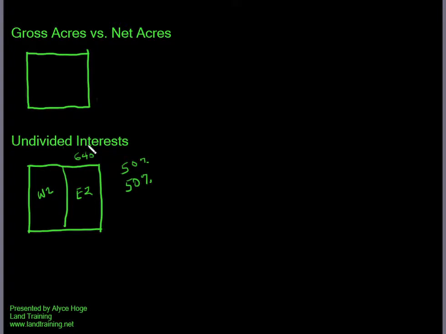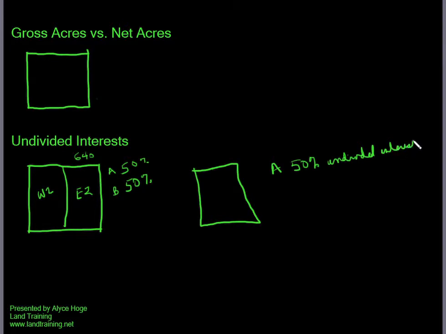When we're talking about undivided interest, though, what we're talking about is taking that same section and instead of this owner having the west half and this owner having the east half, what we do is we say owner A has a 50% undivided interest. Undivided. And owner B has the same thing, a 50% undivided interest.